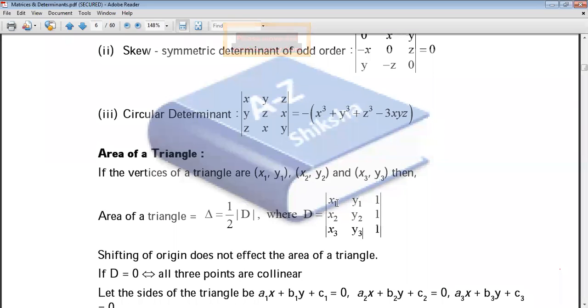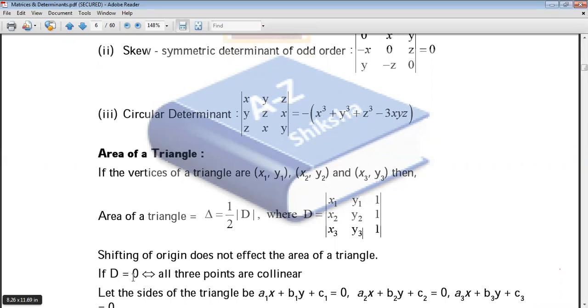So these x1 x2 x3 y1 y2 y3, the values will be given to you: the values of x1 y1, x2 y2, and the values for x3 y3 are also given. Just plot them in the determinant and expand that, and you will get the area of the triangle. Okay, now from here, a small note is given. What is that note?